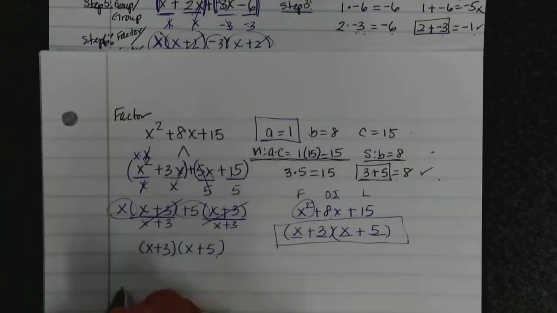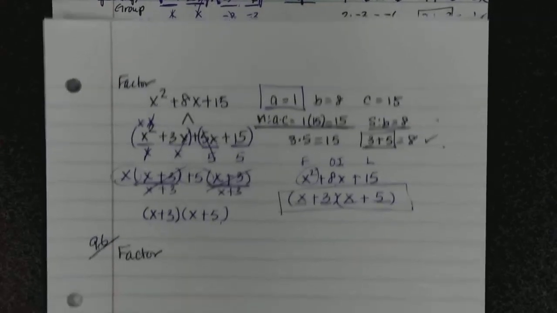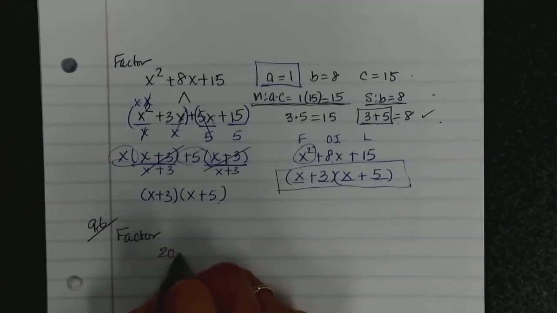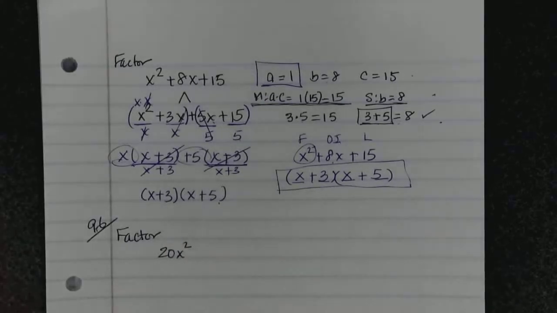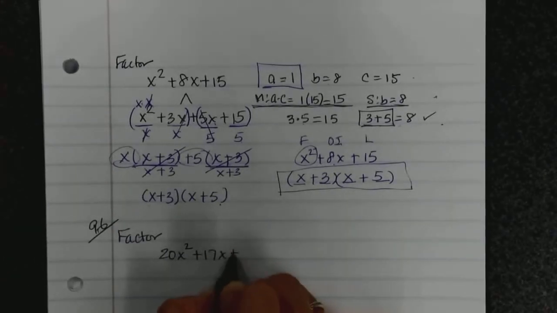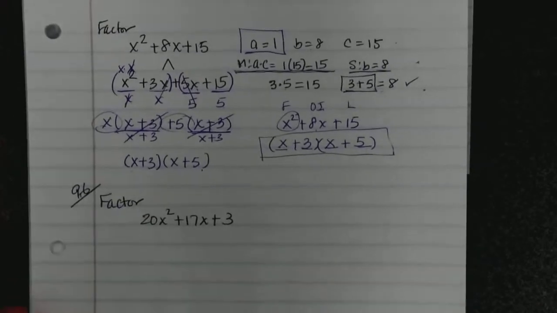So this is when a does not equal 1. So I'm going to factor. The first two were from 9.5. This is 9.6. So we are going to factor 20x squared plus 17x plus 3. And we're going to use the same steps again.